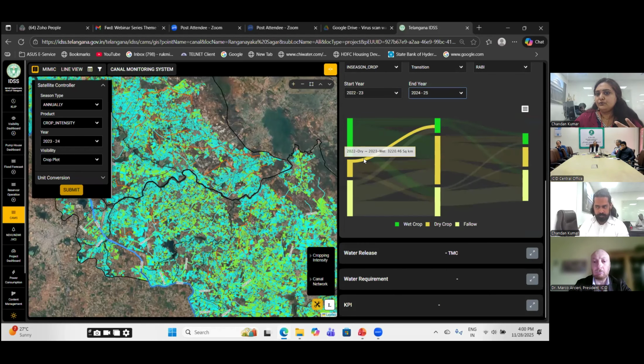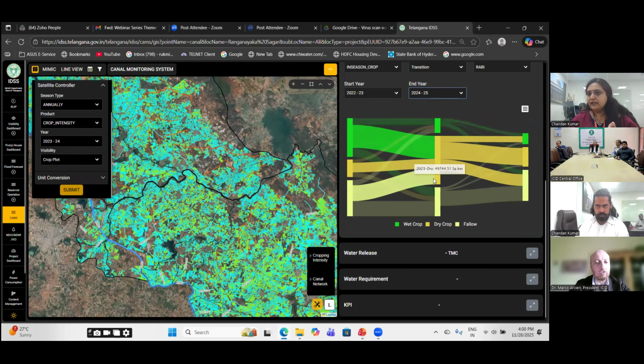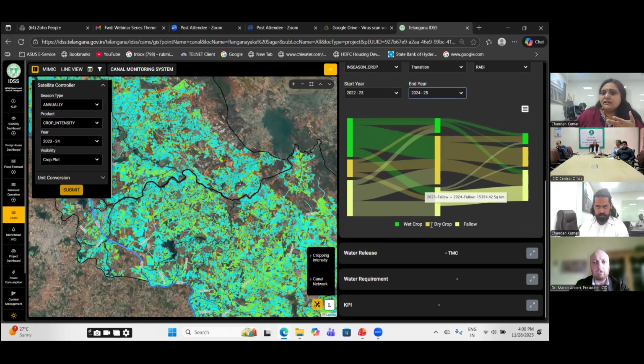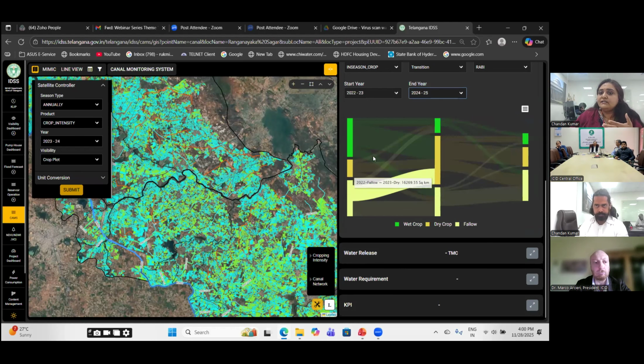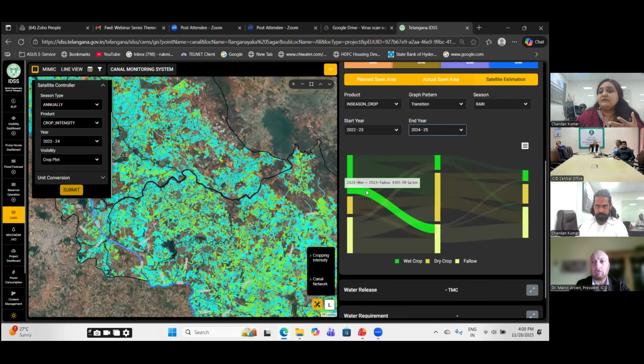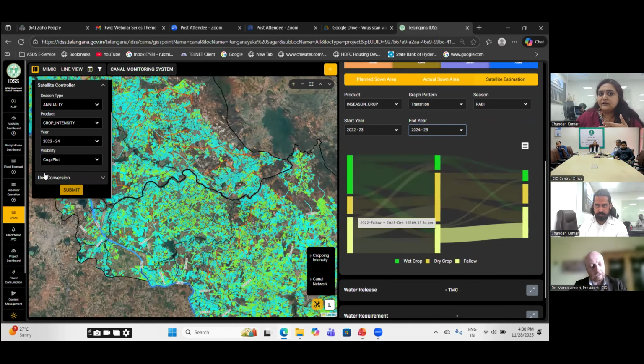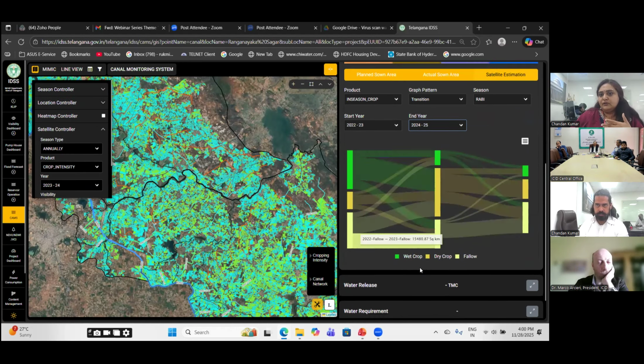So in 2022, dry to wet, we have this much area which has been used. The same has gone down to wet to fallow. So the fallow and dry 2022 to 2023, it went from fallow to dry crop. Then there was no change in that. So this information helps us understand what type of crop, in-season crop changes, and transitions have taken place. So this is about the CAMs.